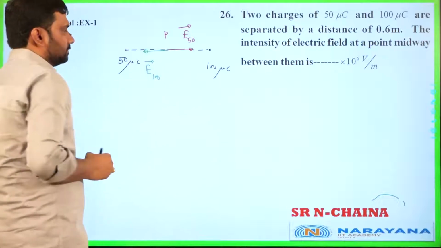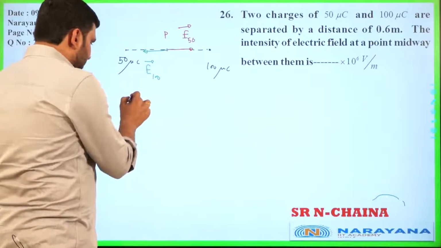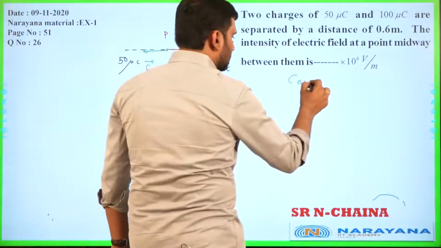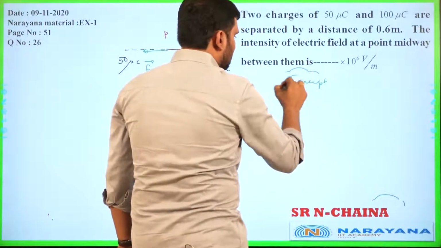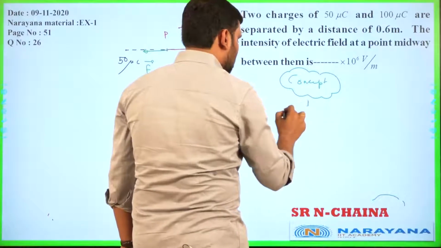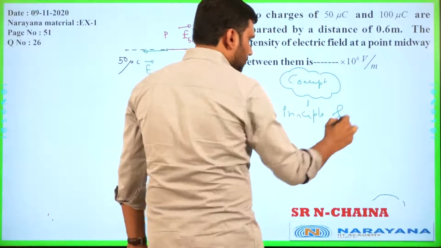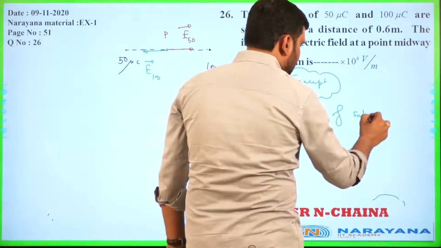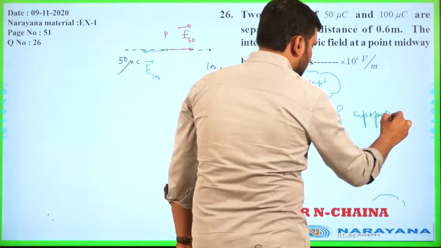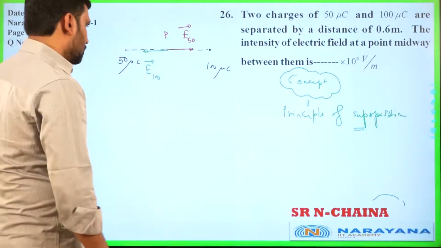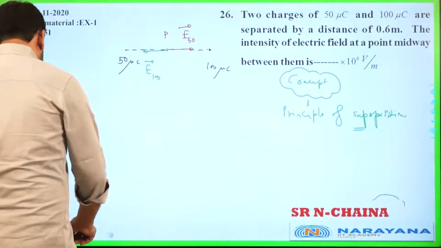So this is the direction of E100 vector. So now E at point P, this is based on what principle? Concept is the principle of superposition. So now let us check it out, how much it is coming.